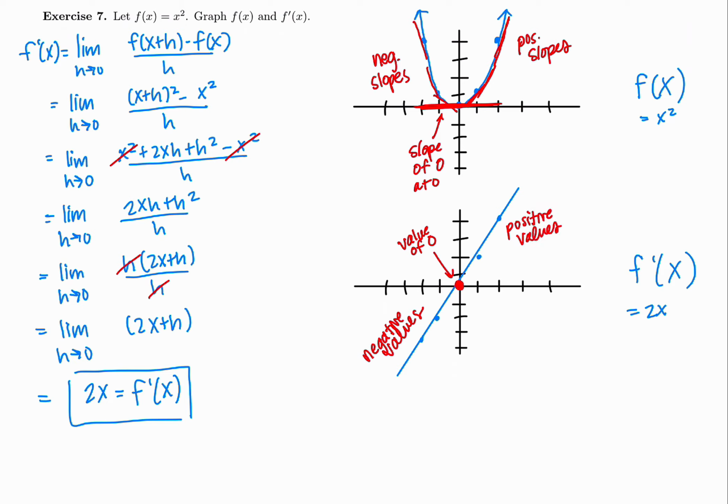So when you're looking at a picture of something and its derivative, if the original has negative slopes, then your derivative will be below the x-axis. If your original has a 0 slope, the derivative will be on the x-axis. And if your original has positive slopes, like these values over here, your derivative will be above the x-axis. So that's a way you can think about how those are related to each other.